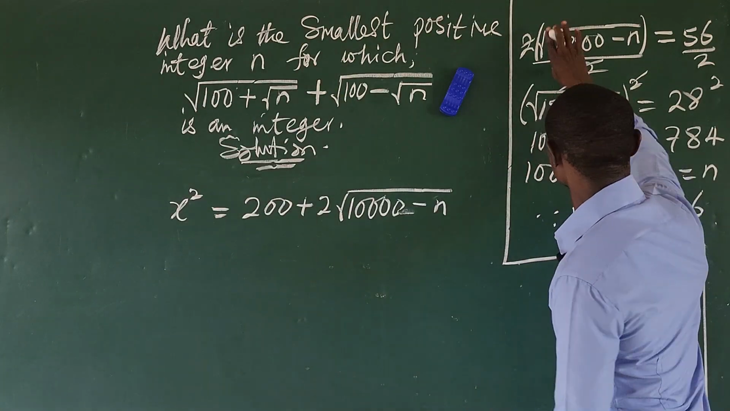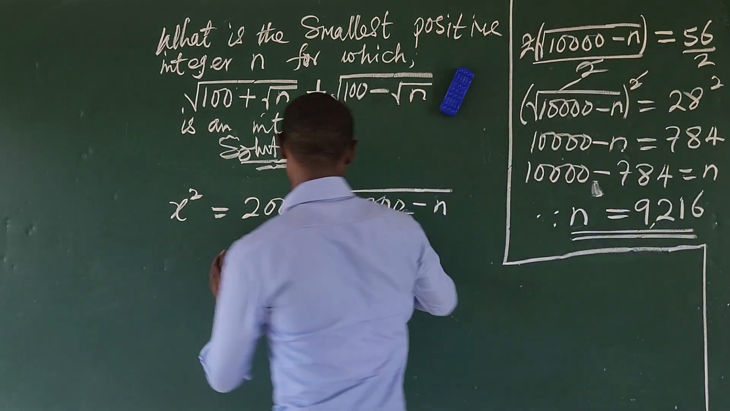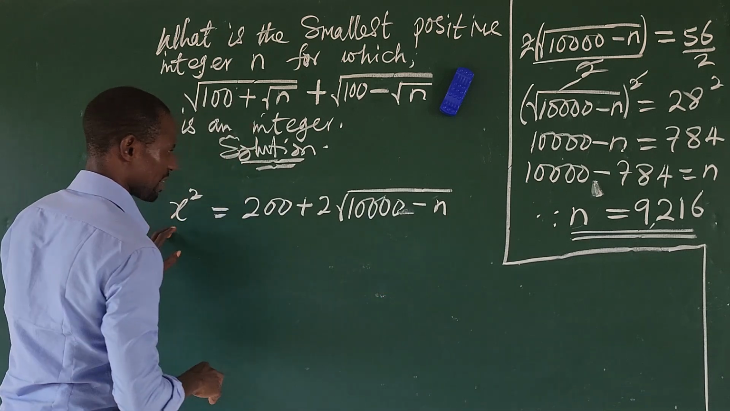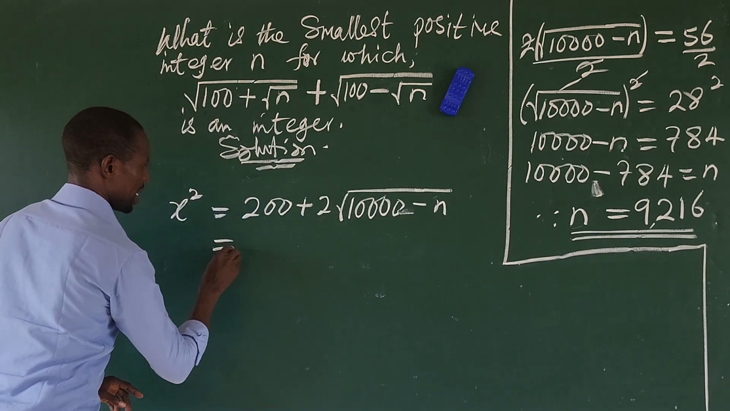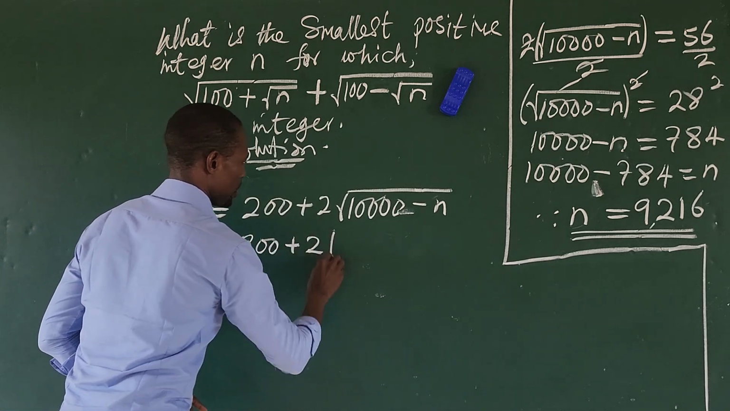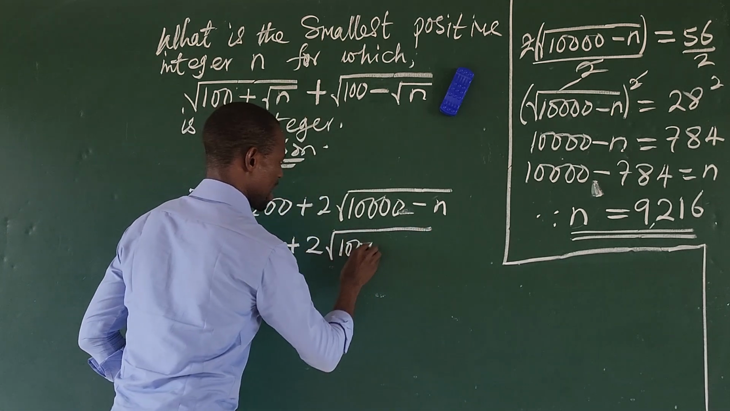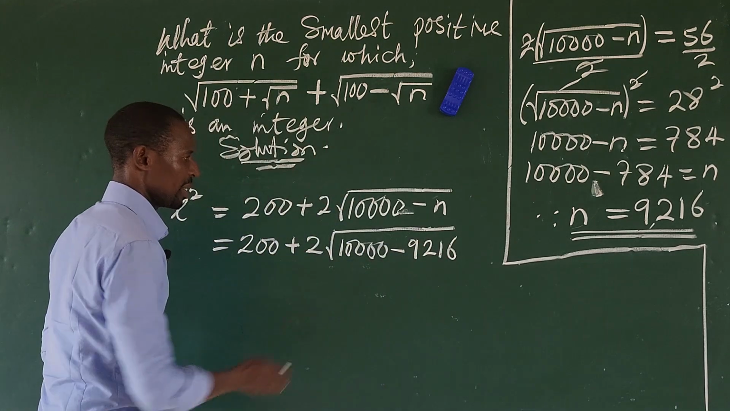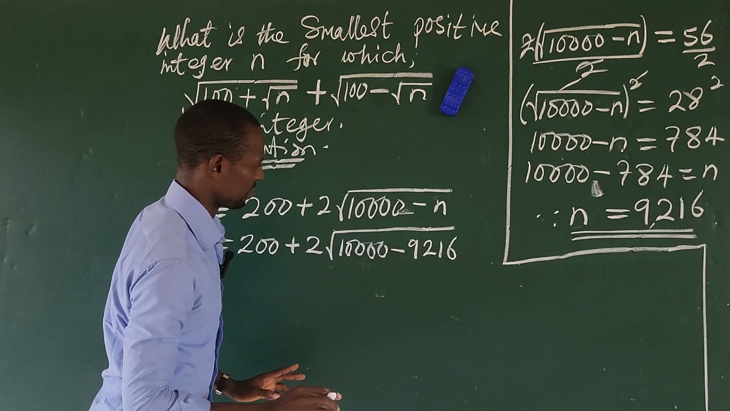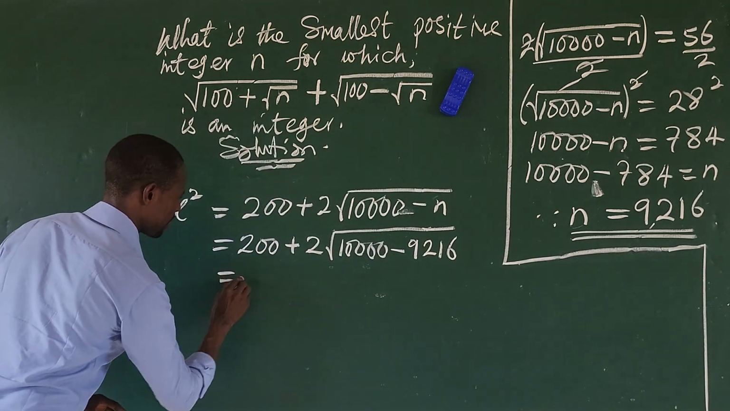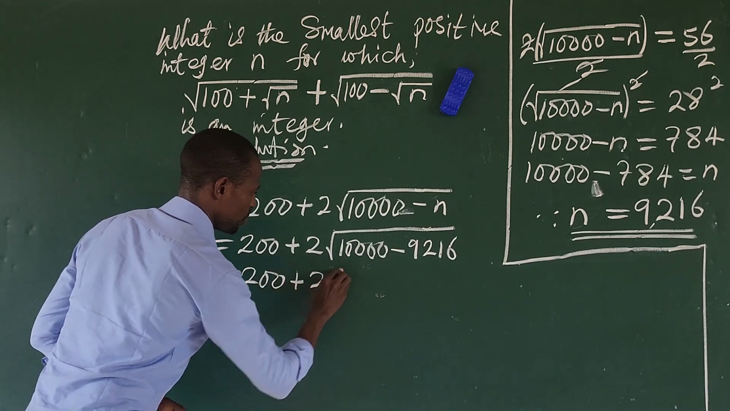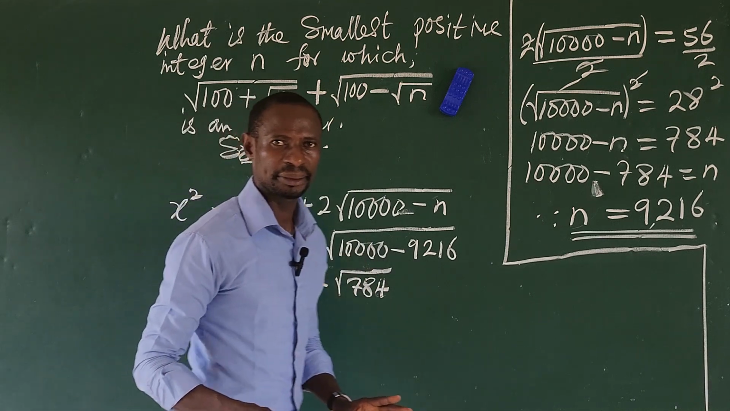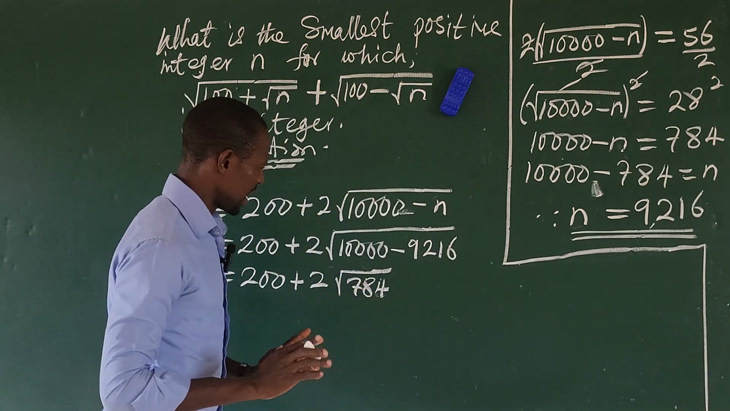All right, so from where we deviated to this, we have this expression here, okay? From there, we handled this part to calculate for our n. So for us to get our x, we put in our n here. So we have 200 plus 2 into the square root of 10,000, then minus 9216. Okay? So if we subtract this from this is going to give us 784. So this will now give us here 200 plus 2 into the square root of 784. Easy. Okay, so what is the square root of 784?